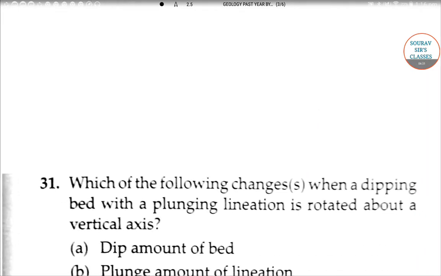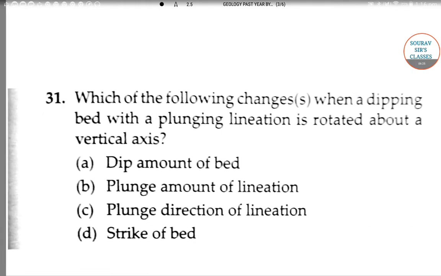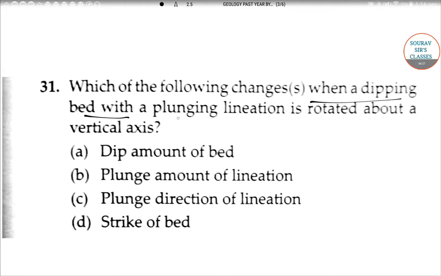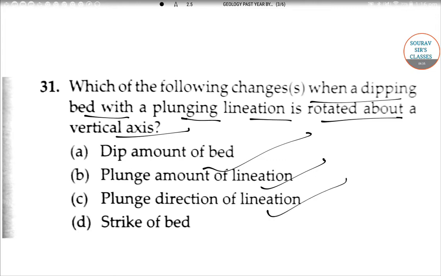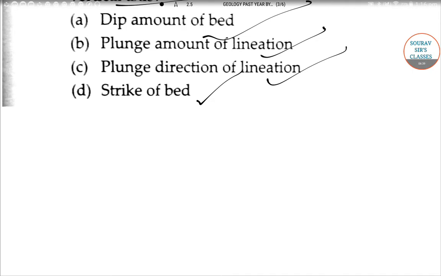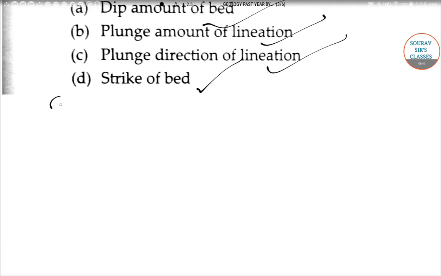The next question is: which one of the following changes when a dipping bed with a plunging lineation is rotated about a vertical axis? Dip amount of bed, plunge amount of lineation, plunge direction of lineation, or the strike of bed. So let's first prepare a table for solving this question. In the left column we are writing the terms, and here we are writing the remarks.